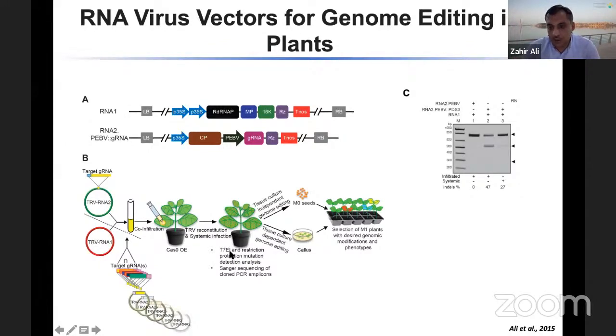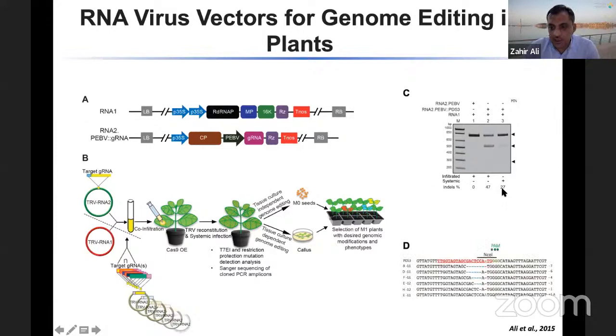And then you can see that we can get the leaf that is infiltrated as well as the systemic leaf that is not infiltrated, and we can get mutation there, and in the next generation we can see that yes, the mutation is heritable and the system can be used. The only problem with this system was the low efficiency, only 3% of the progeny were mutated.